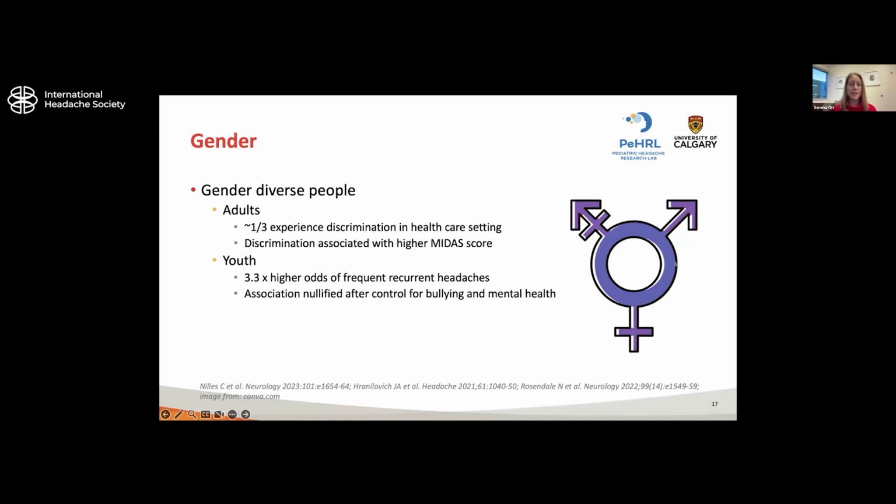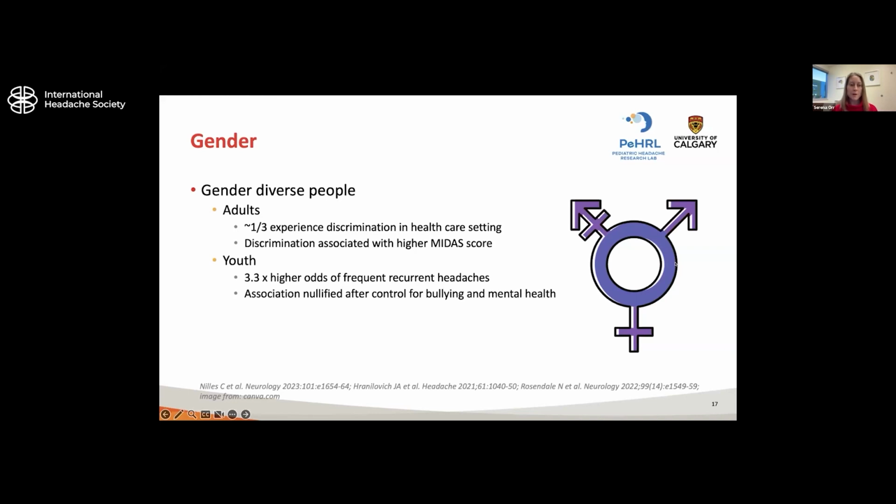And when I say gender diverse, this is sometimes defined a bit differently, but this would encompass anybody who has a gender identity that is outside of the expected norm. So people who are transgender, people who are gender non-binary, and other categories as well. There's also recent evidence to show that in gender diverse people, experiencing discrimination is associated with a higher disability related to migraine as measured by MIDAS scores.